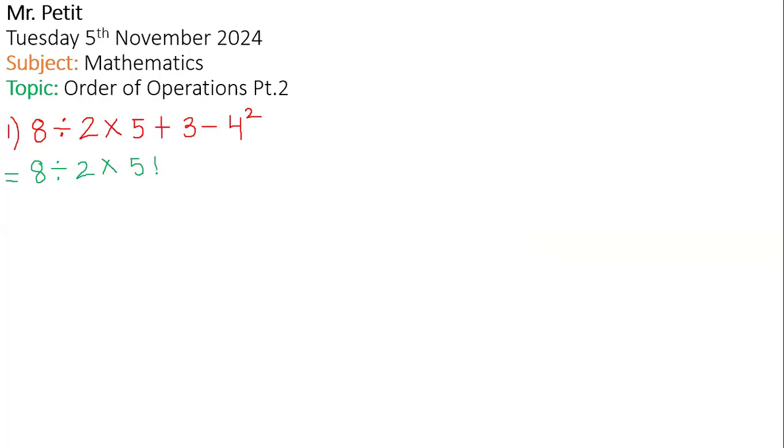Plus 3. Why do we do the 4 squared first? Because it's a parentheses. You do the parentheses first. Very good. So we have 4 squared, which is equal to what? 16. And what is 4 times 4? 16. Very good. So we have 16 now.